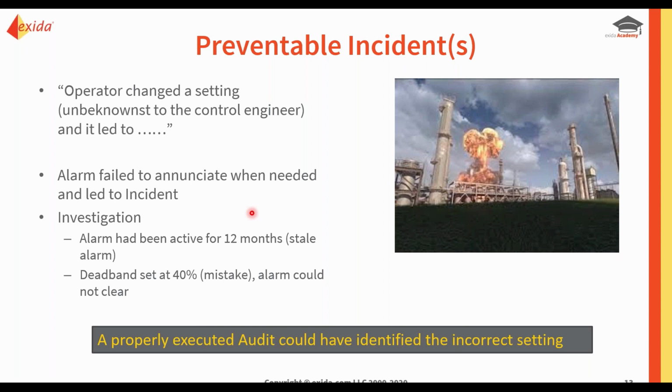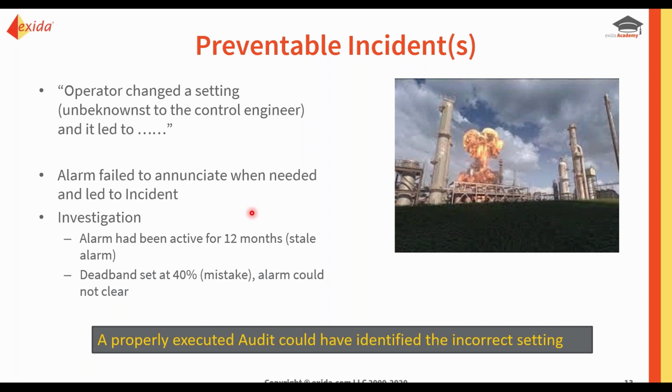So the control system supplier investigated, and they found that actually the alarm that they were looking for had been active for 12 months already at the time of the incident. So it was already on, and obviously couldn't re-annunciate. And the reason that it was already on and a stale alarm was because the deadband for that alarm was set to 40%. I can't think of any reason or any scenario where setting deadband to 40% would be a good idea. So that was most likely a mistake.